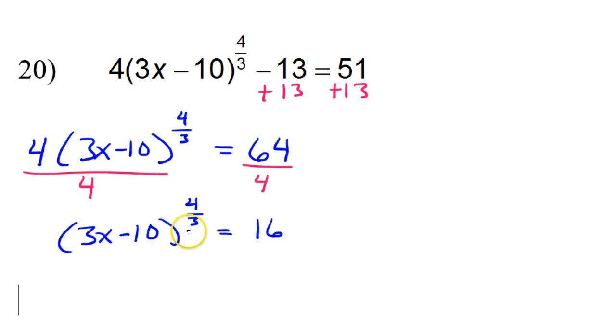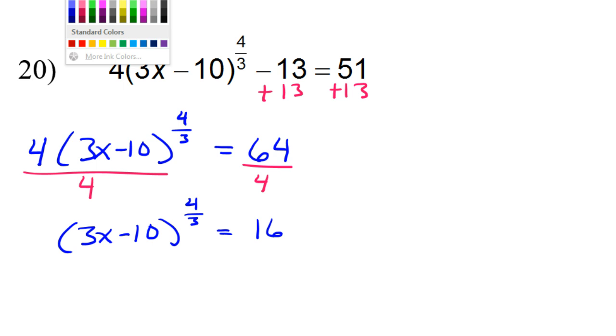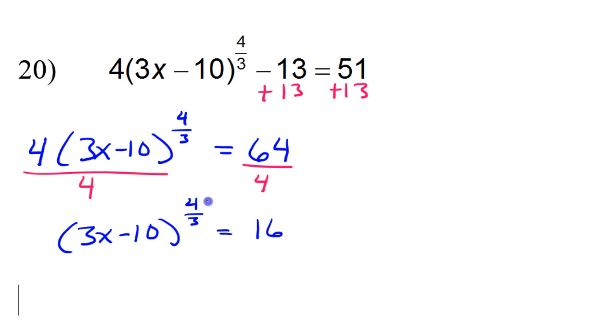Now, if you want to get rid of this fractional power, you need to do the reciprocal power. So 4 over 3, I'm going to do 3 over 4 power to both sides. Alright, I'm going to raise each side of the equation to the 3/4 power. Now over here, these are going to wind up canceling each other out. So I'm going to just have 3x minus 10 now.